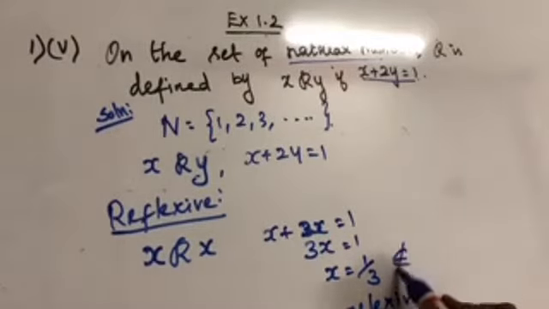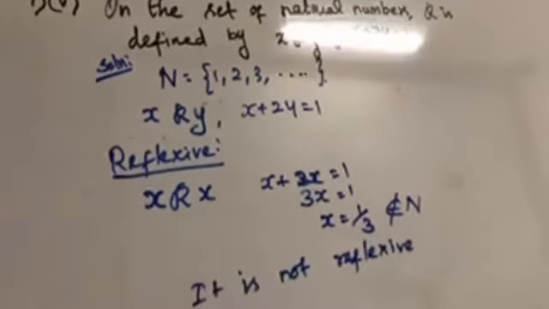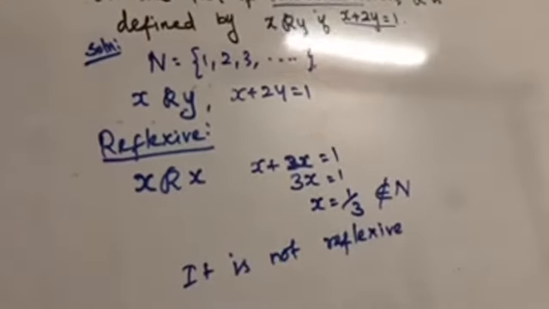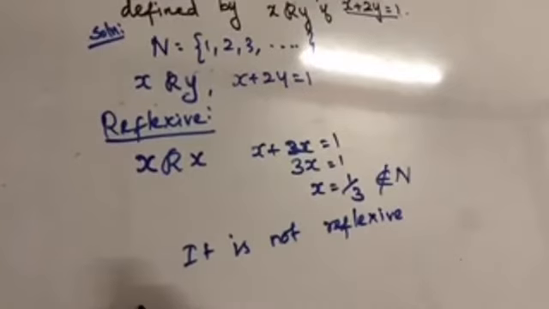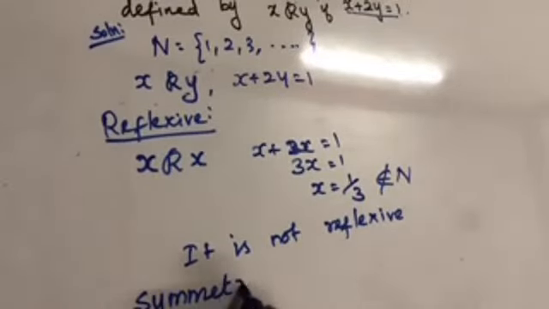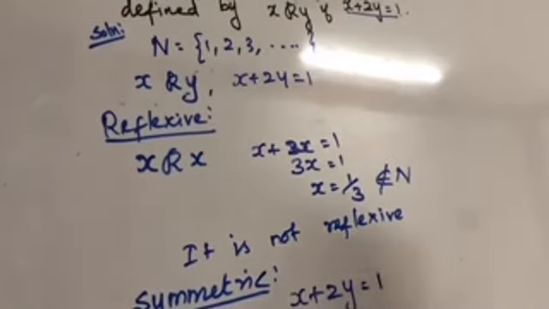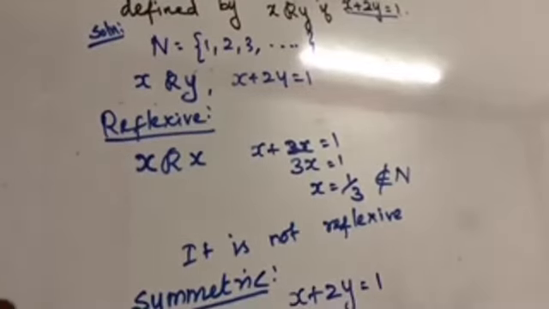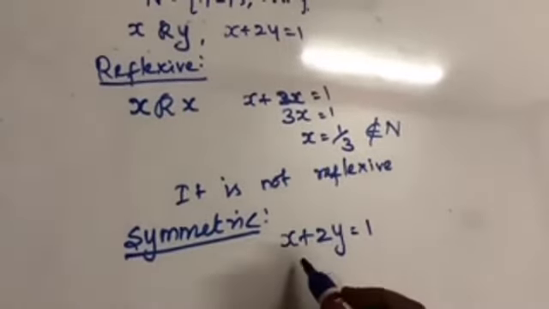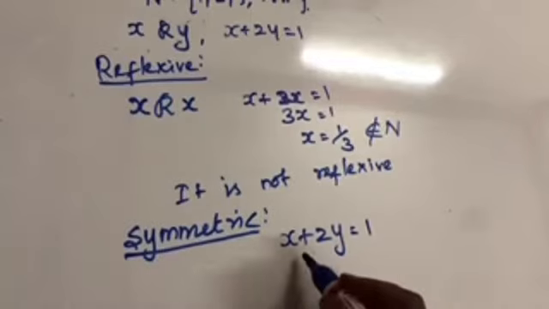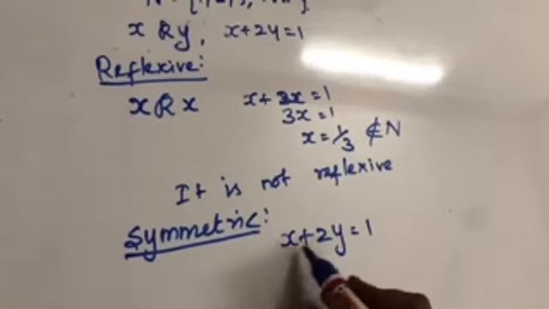It doesn't belong to N. Okay, so it is not reflexive. Now we should come to the condition symmetric. Okay, before going to that, x plus 2y is equal to 1. That's the condition, and x and y belong to N. Will you tell me two numbers that satisfy this condition?